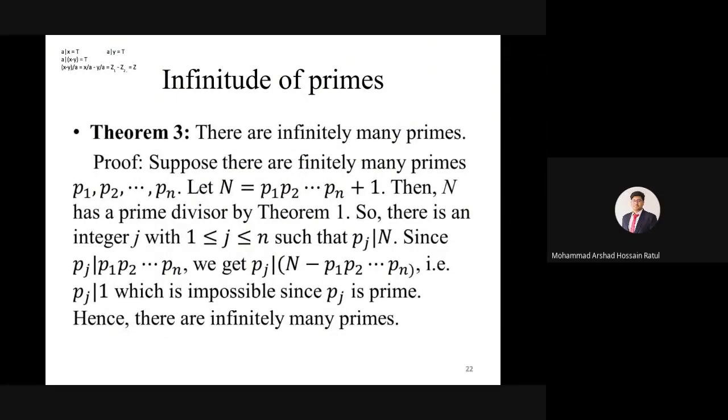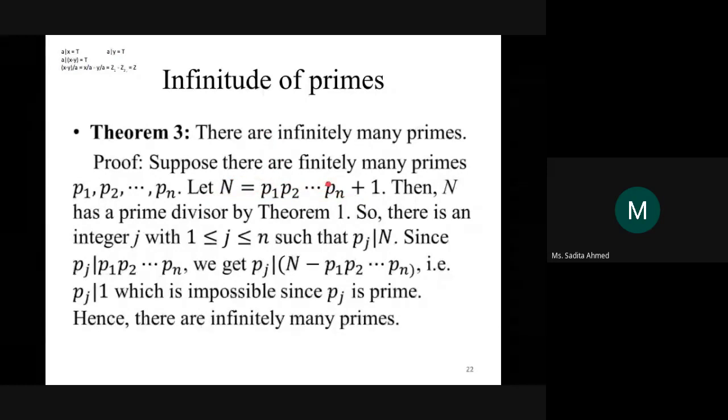There are no prime divisors of this number. Why are you saying that again, Arshad? Yes, because we are adding 1 to it. Adding 1 to the product of all the primes. Okay, yeah, that's one possibility. So if there are no prime divisors of this number, in that case, is it a composite?